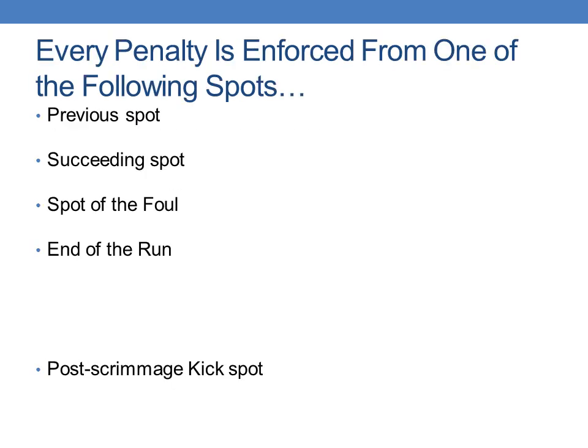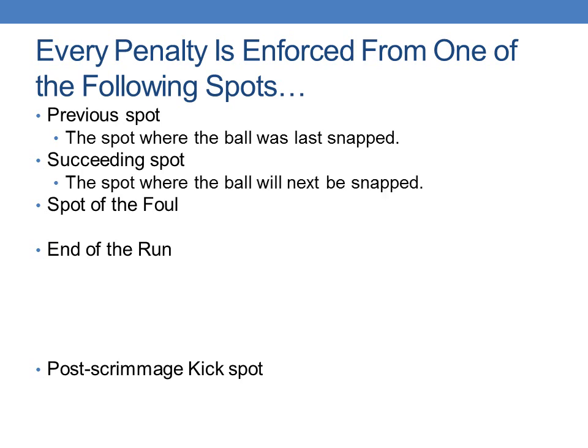So as we talk about penalty enforcement, we have to know that each penalty is enforced from a specific spot on the field, but specifically we're dealing with 5 spots that a penalty could be enforced from. One of those spots is the previous spot. That is the spot of the last snap. Another spot is the succeeding spot. That is the spot where the ball will next be snapped.